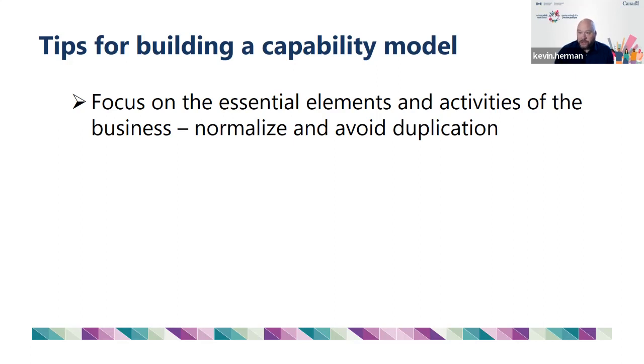Then we also have to make sure that we're not creating duplication. So we want to normalize those as much as possible and create it in such a way that you aren't going to have that kind of duplication across capabilities, because then it starts to defeat the purpose of identifying those common capabilities or those things that you want to have commonly across the business.